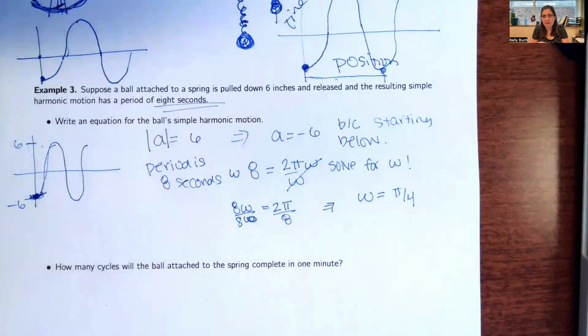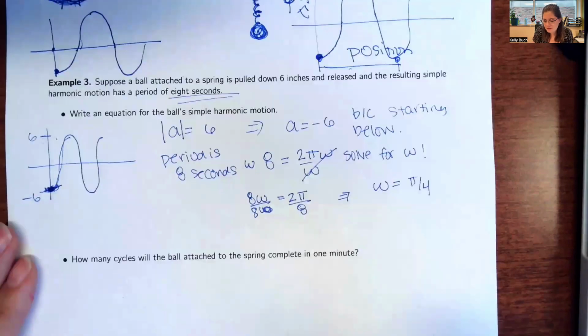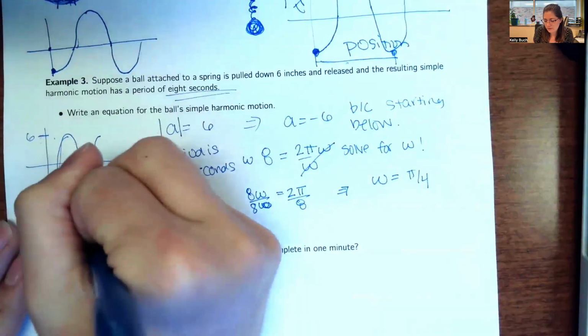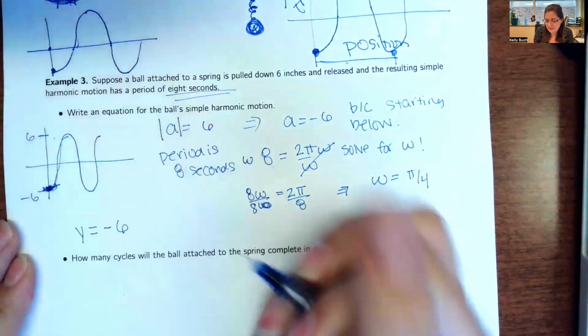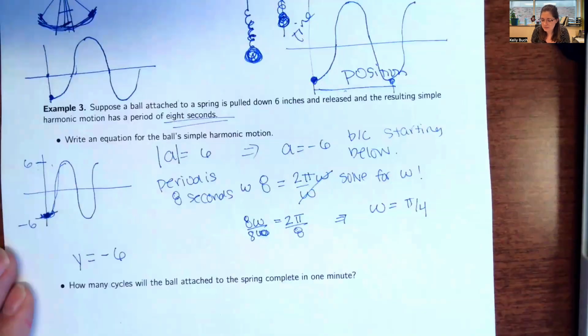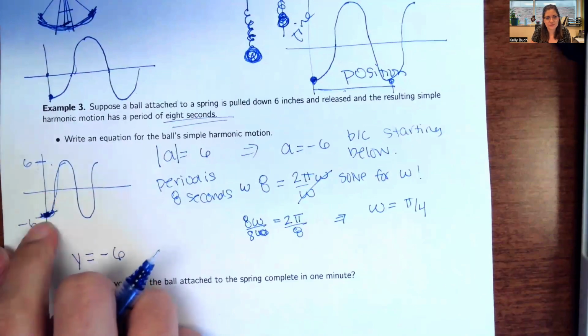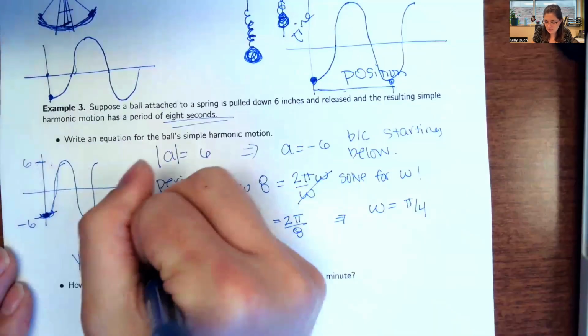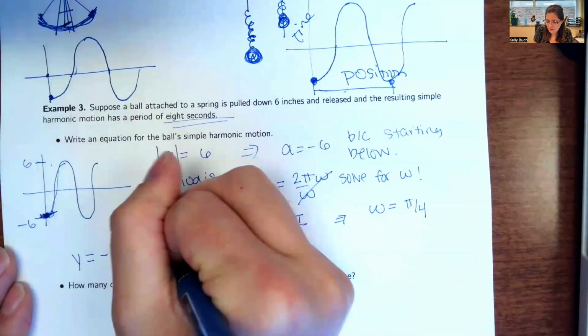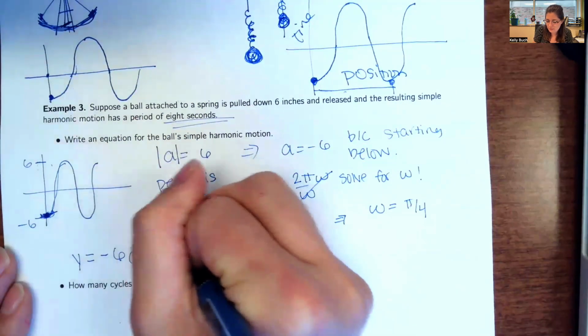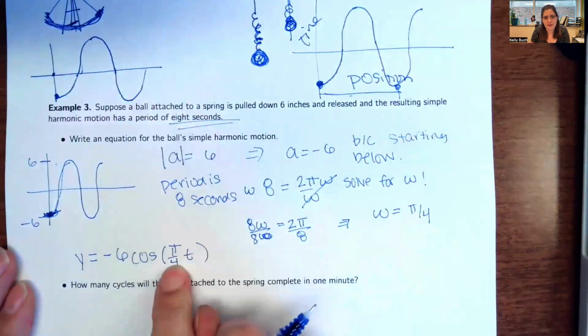And I'm starting my clock when I'm at the minimum, so I don't have any phase shift either. So my equation is going to be y equals negative 6. Let's see, do I want to use sine or cosine? I want to use cosine because we're not starting at the origin, we're starting at the bottom. So cosine of pi over 4 times t, because that's my omega.